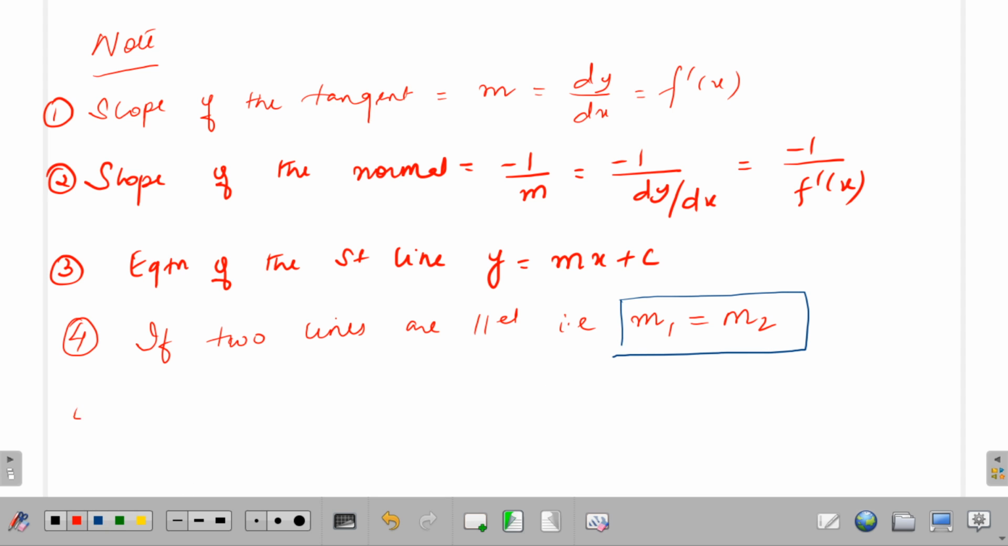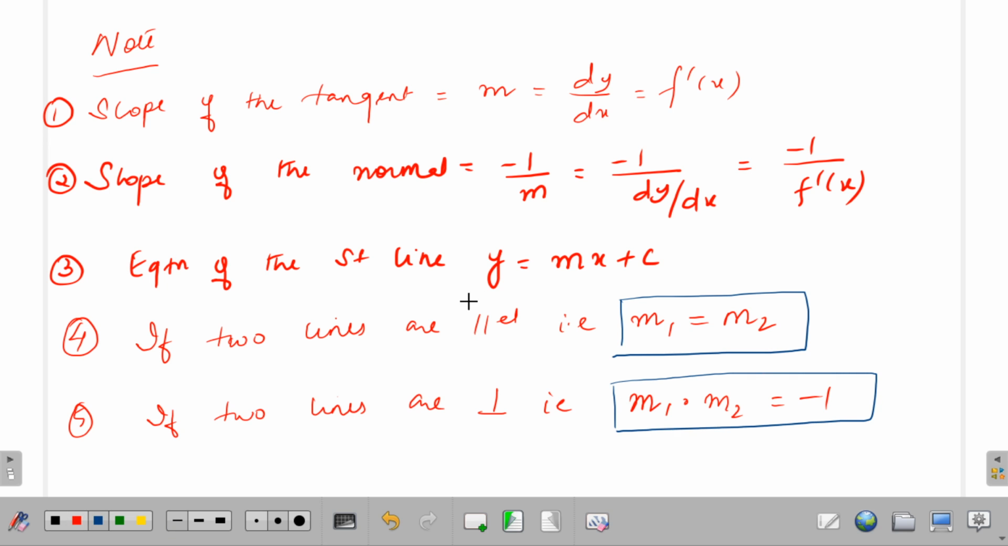In a similar manner, if two lines are perpendicular, the product of their slopes, m1 times m2, is equal to minus 1. Remember this too. So point number 3, point number 4, and point number 5: also remember that the equation of a straight line is y is equal to mx plus c.